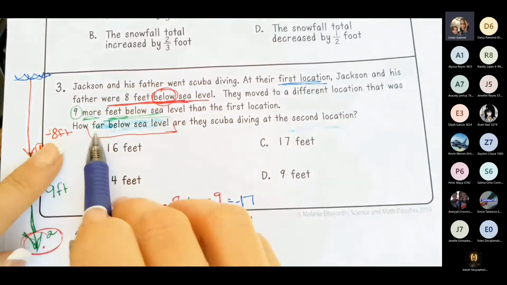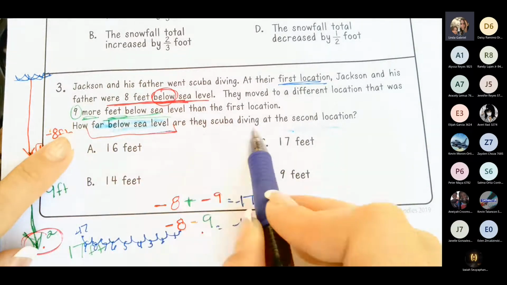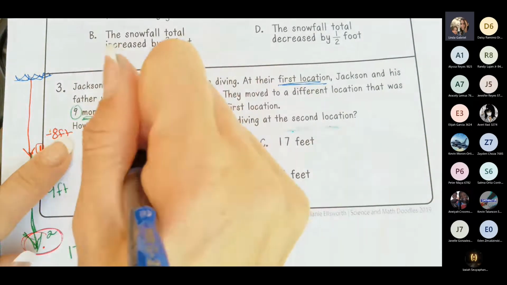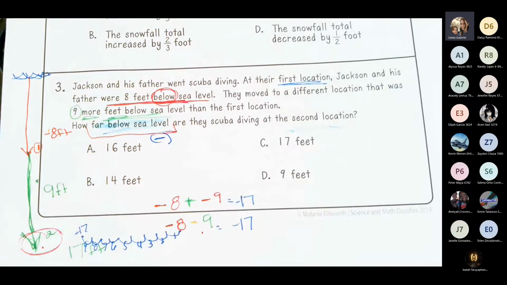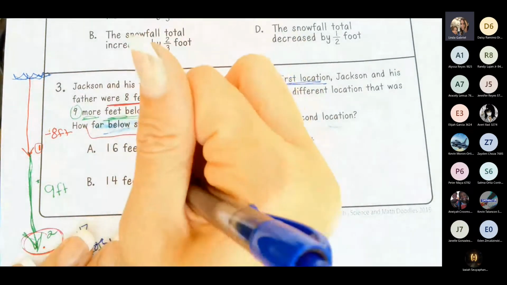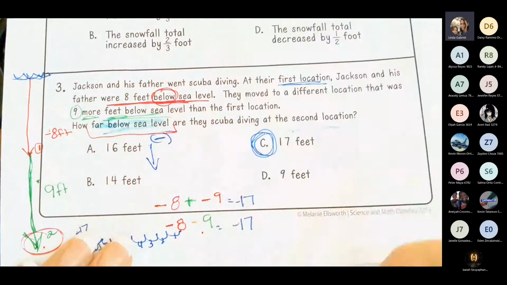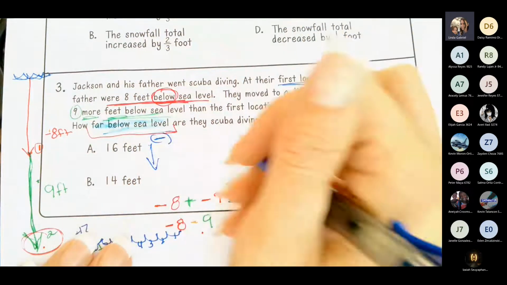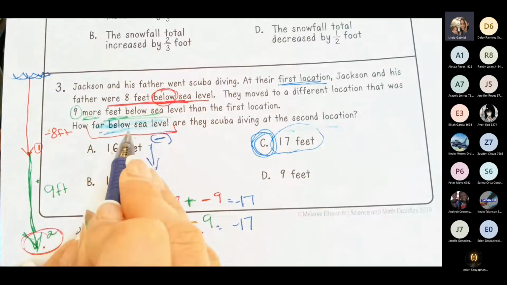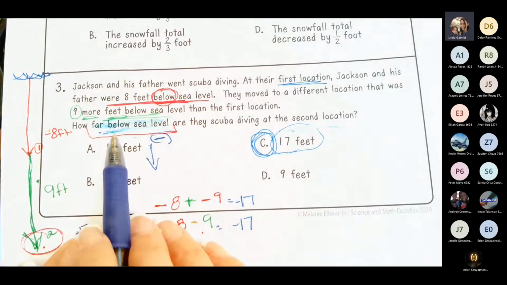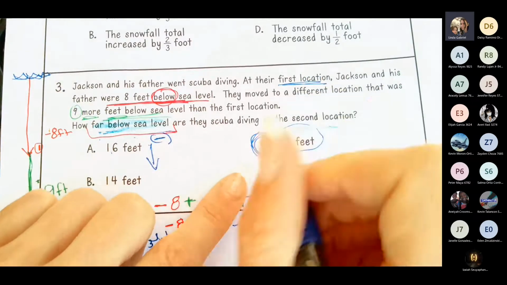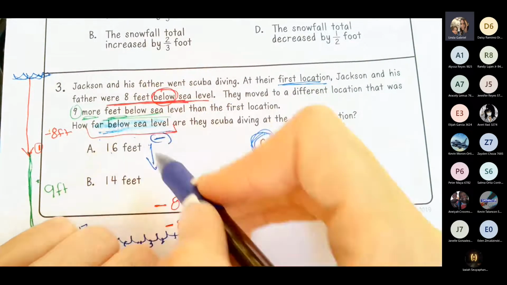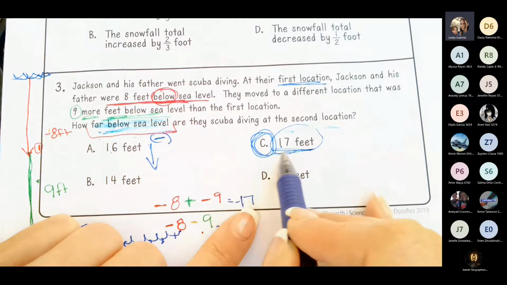So the question says, how far below sea level are they scuba diving at the second location? This part below already tells me that I'm in the negative area. So I'm going to be below sea level 17 feet. So my answer is going to look positive, right? Because it's verbally written. The meaning below sea level tells me that it's going to be a negative number. I'm below sea level and I'm below 17 feet.